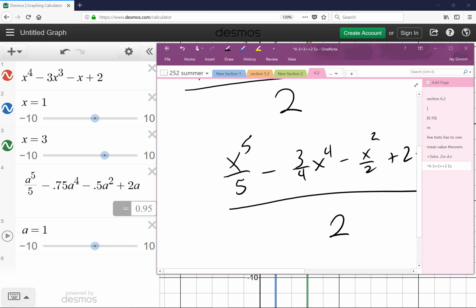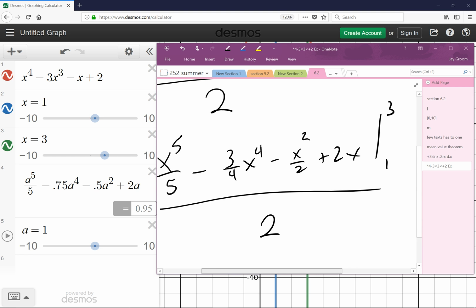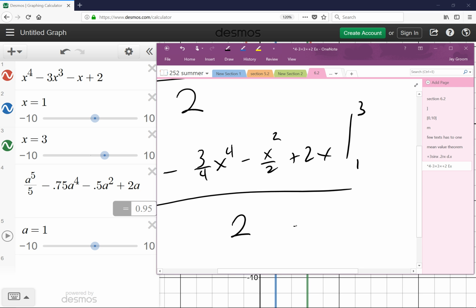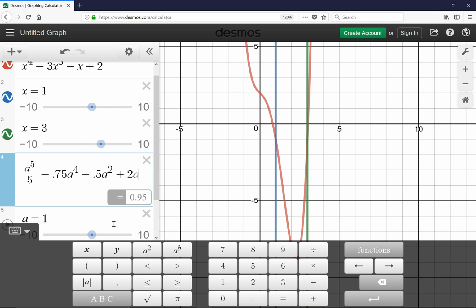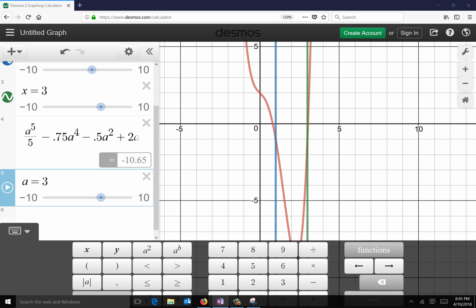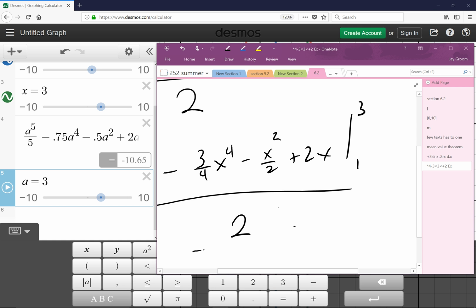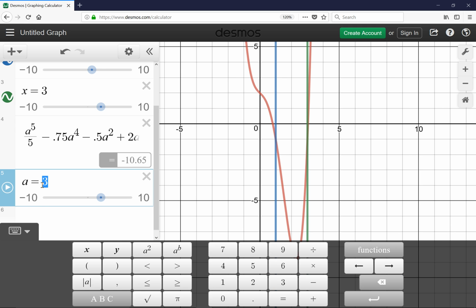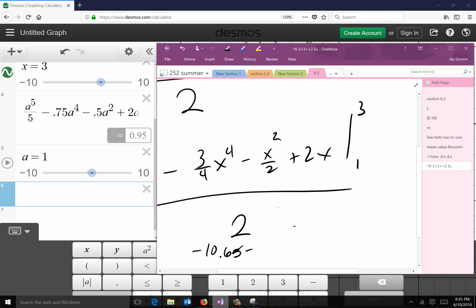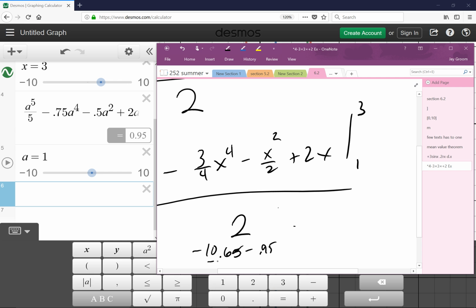x to the 5th minus 3/4 minus half x to x. Okay, well it's fine I guess. It just seems odd. But anyways, and then I'm going to put in a 3, negative 10.65. That's actually right, I don't know why that bothered me. So negative 10.65 on the one end minus 0.95 on the other end, divided by 2.